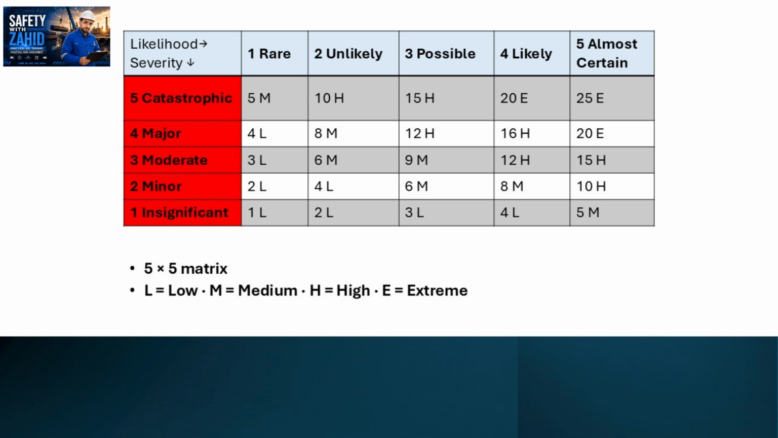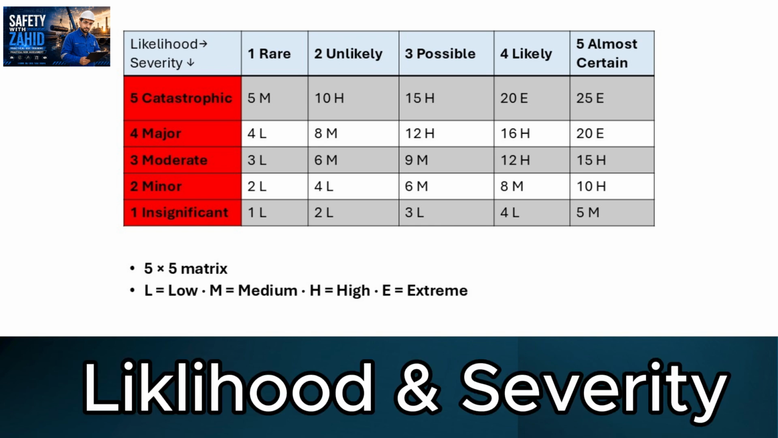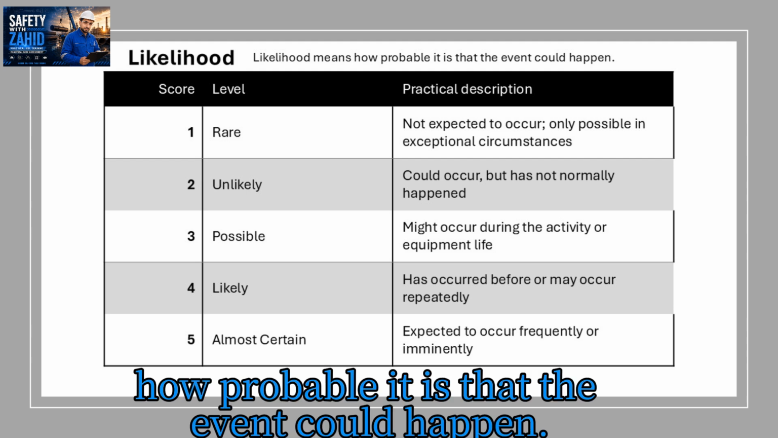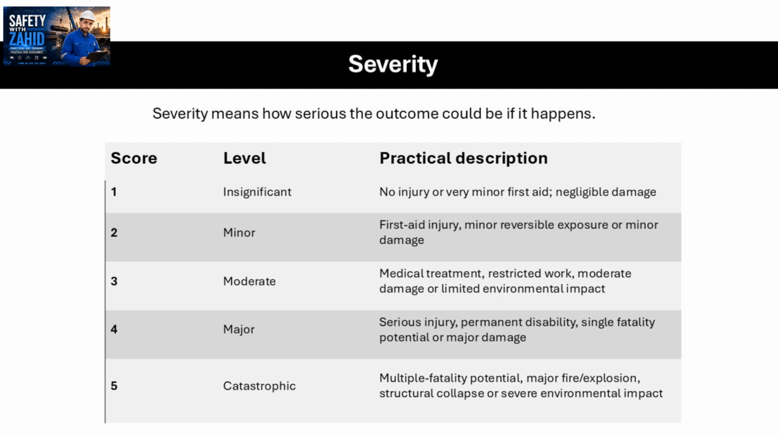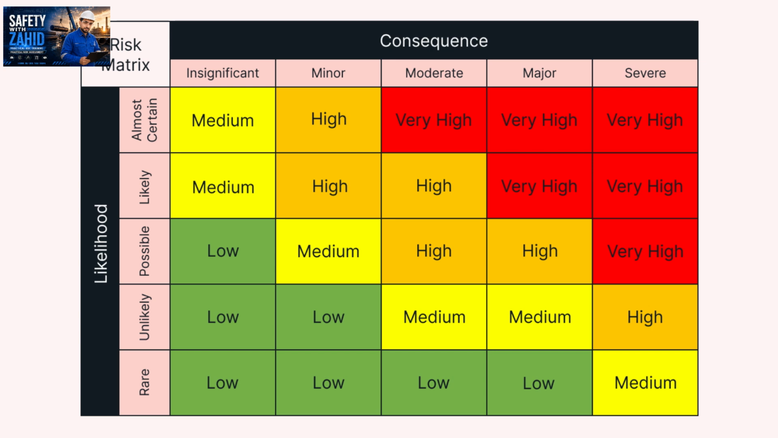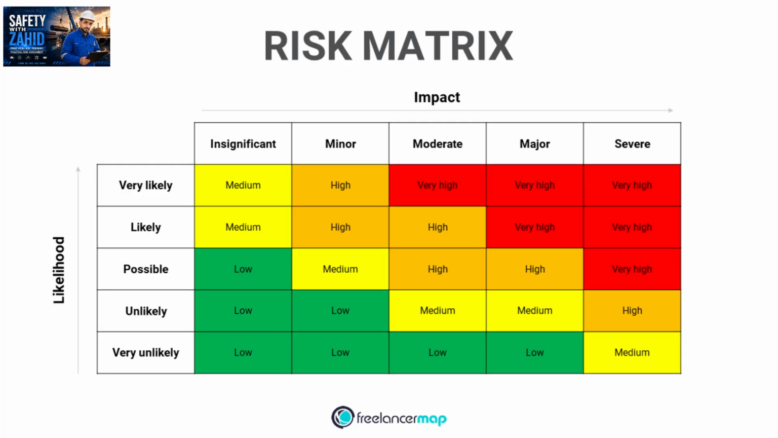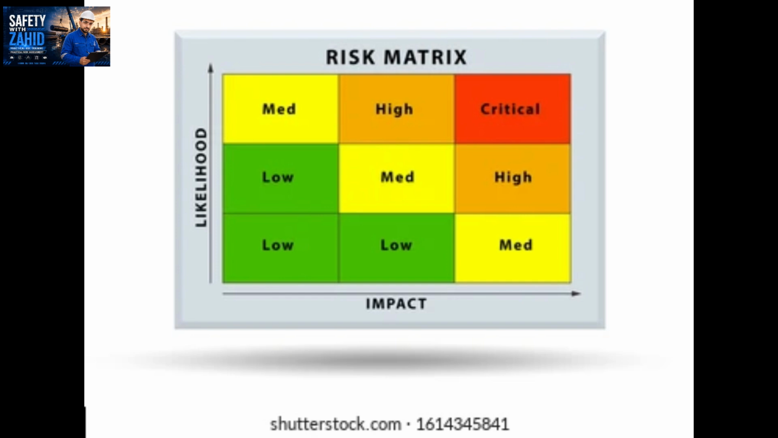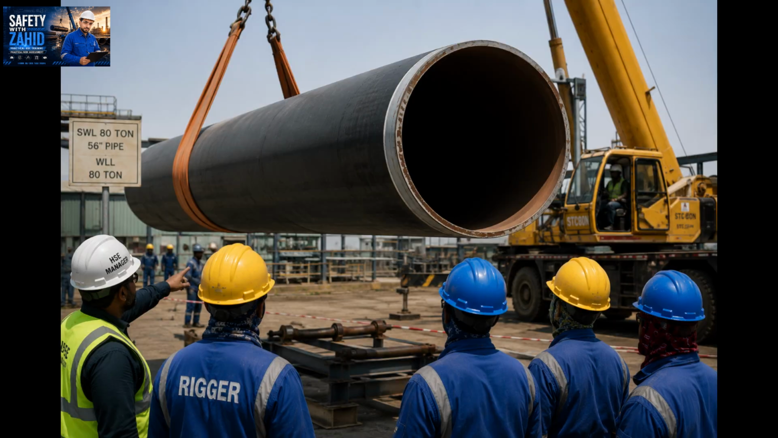Most risk matrices consider two things: likelihood and severity. Likelihood means how probable it is that the event could happen. Severity means how serious the outcome could be if it happened. The exact categories and scoring system may differ from one organization to another, so always use your approved company risk matrix. Let us use a suspended load example.